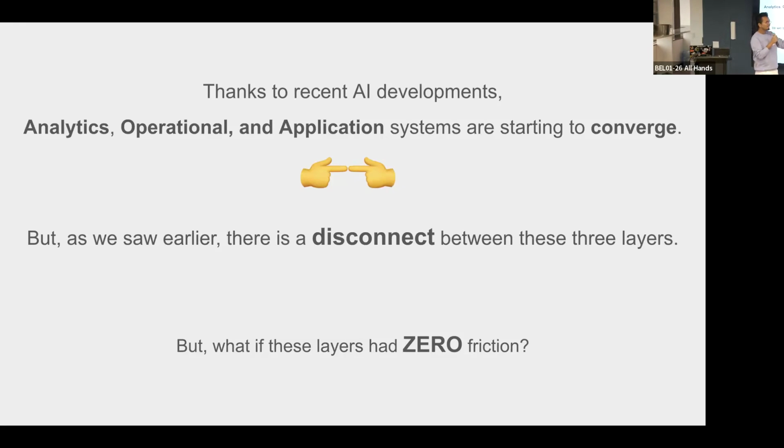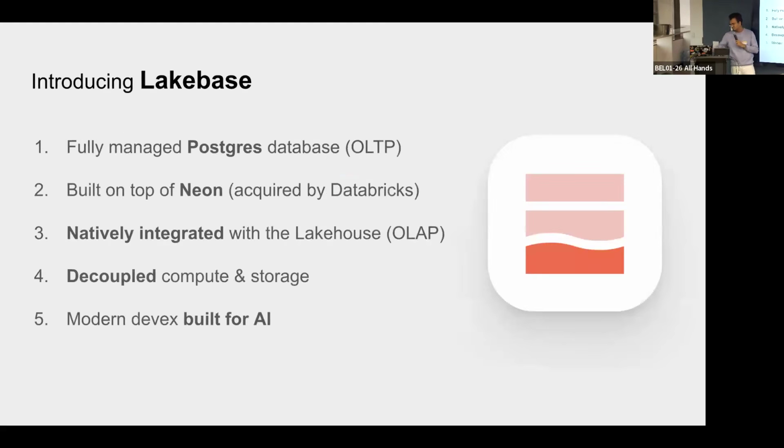And so after Databricks solved the whole analytical processing challenge, the next challenge we decided to embark on was, how do we bring all of this together with almost zero friction between all these layers? For that, we are bringing the Databricks Lakebase. What is this? Point number one, it's a fully managed Postgres database. Again, OLTP, but nothing fancy here.